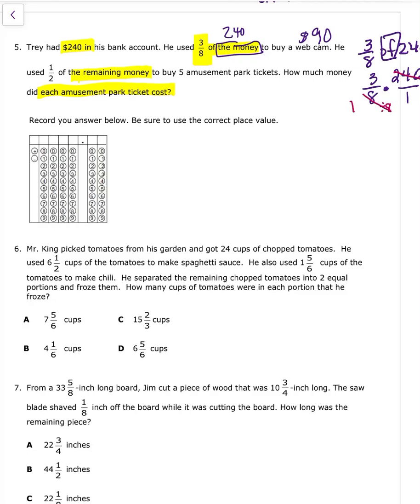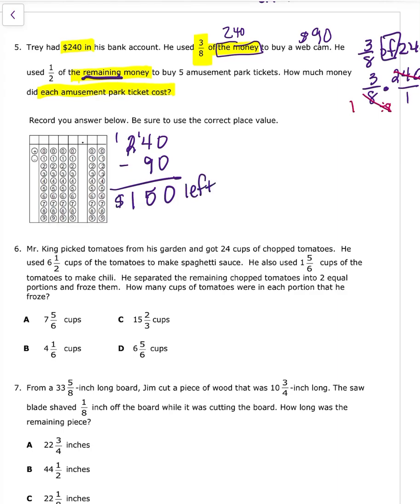He used half of the remaining money. So what is left? Half of the remaining money. So I have to figure out what's left. So I'm going to say 240 minus the $90 that he spent on the webcam. Do y'all see what I just did? Don't even look at it. I cannot believe I did that. I hope you did not see that. All right, so 0 minus 0 is 0. 9, 14, so 5. So $150 left.